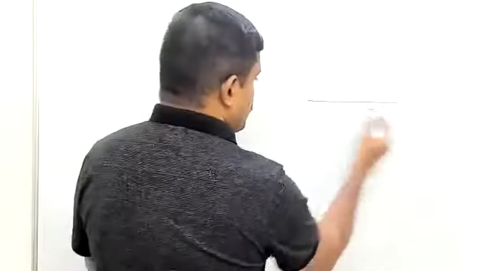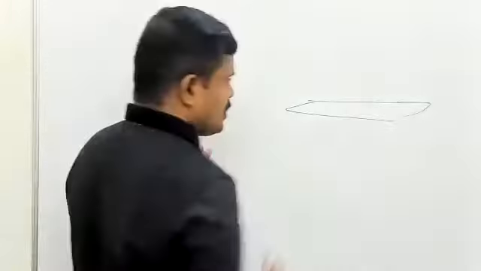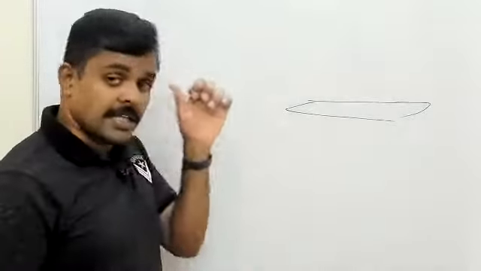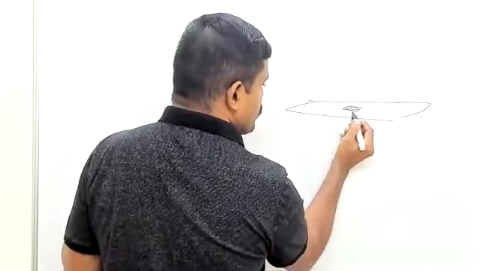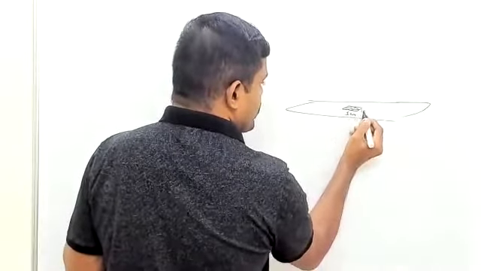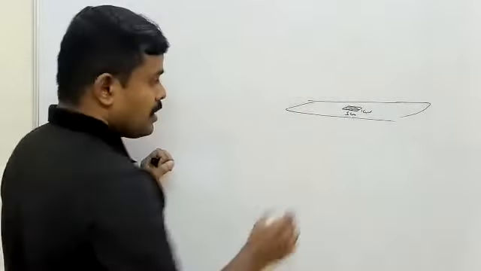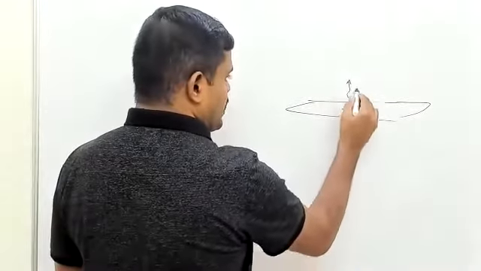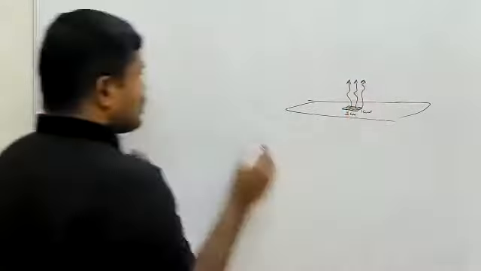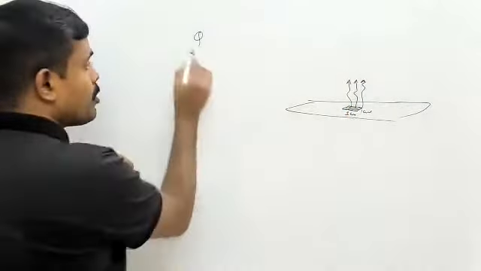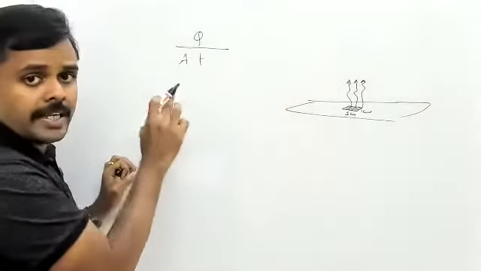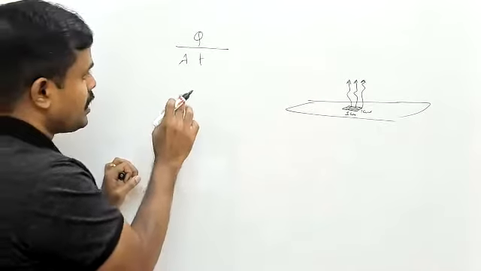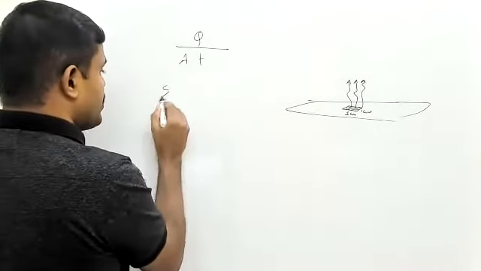I'm going to tell you something. If you take a body, this is a surface. I take a unit area on top of this. Unit area means 1 centimeter length, 1 centimeter breadth. And the amount of energy radiated per area per second is called spectral emittance.